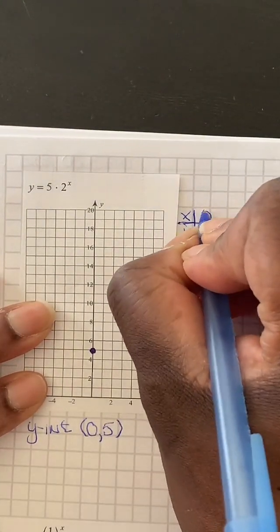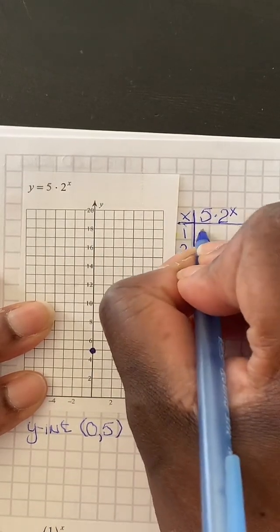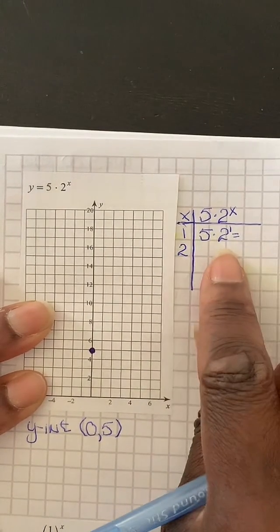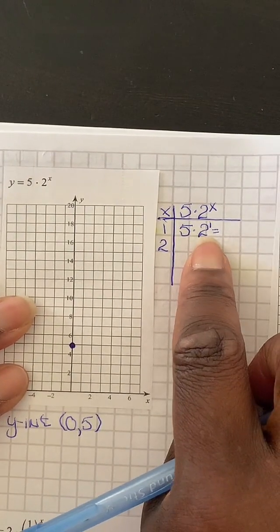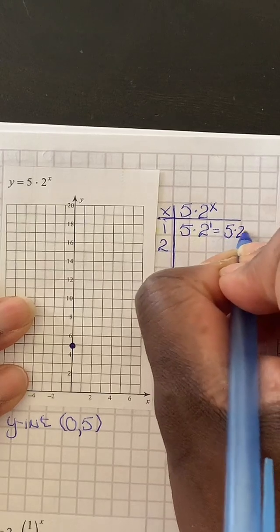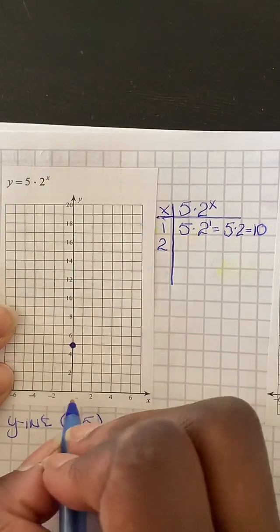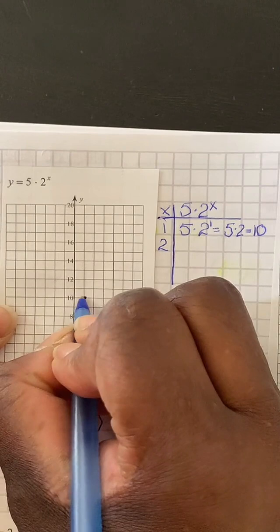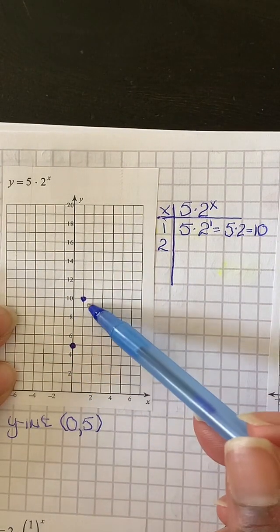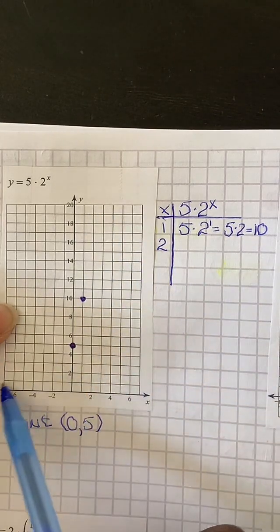So we're using 5 times 2 raised to the x. That means we have 5 times 2 raised to the first power, and anything raised to the first power is itself. So it's really 5 times 2, which gives us 10. So the next point that we have is (1, 10). You see how it's a huge jump? It might be going like this, and it's going to be really sharp.